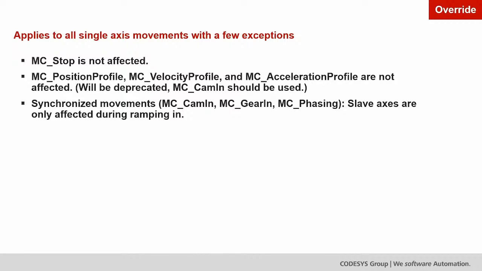Synchronized movements like cam in, gearing, and phasing are not affected once they are ramped in, because in this state the movement of the slave is determined by the movement of the master. Of course, an override on the master may have an indirect influence on the slave. During ramping in, the override takes an effect on the ramp in movement. MC gear in pause is not affected by the override as the ramping in is distance-based.